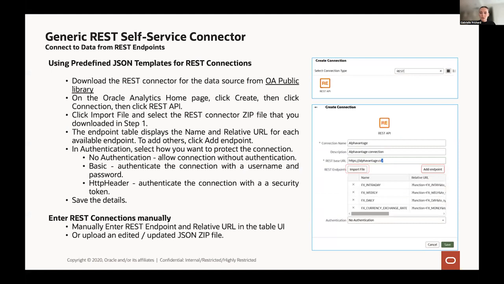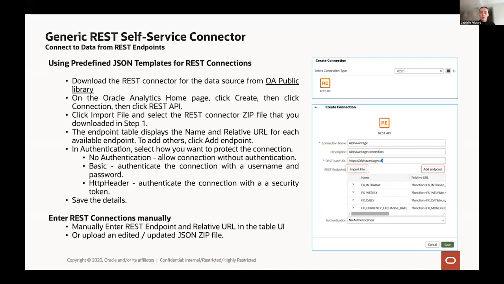So the first step in using this product is to create a connection to the REST API through the OAC console. There are two main ways you can create a connection. The first is you can upload a predefined JSON template, or you can enter the REST connection parameters manually. The JSON template essentially contains a lot of the information that you would need to manually fill in if you wanted to do it through the UI. I encourage you to also take a look at the Analytics public library. There are a number of those predefined JSON templates up on that site, so you can get started and start playing around with some of the APIs.